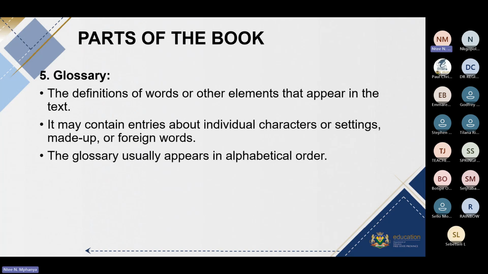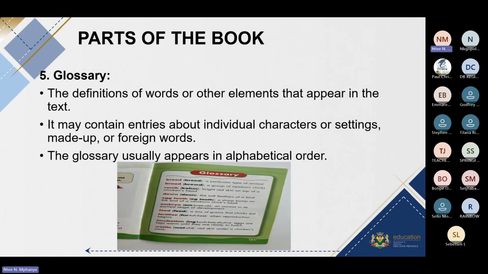The glossary also appears in alphabetical order. This is how the glossary is arranged. You see, they are in alphabetical order, starting with breed, B, and the last word there on the page is wattle, W.